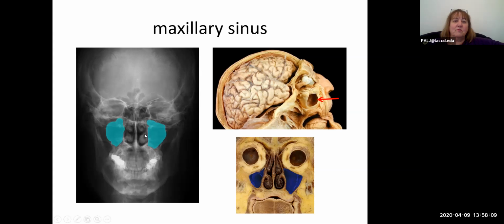But as you can see, this maxillary sinus on both the X-ray as well as a coronal section of an individual's head is quite large. Also note on that coronal section, you can see inferior and middle nasal concha quite clearly. That's kind of a cool picture.